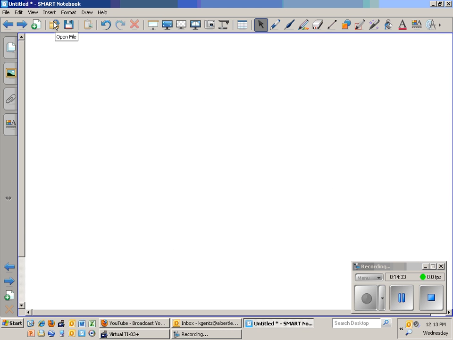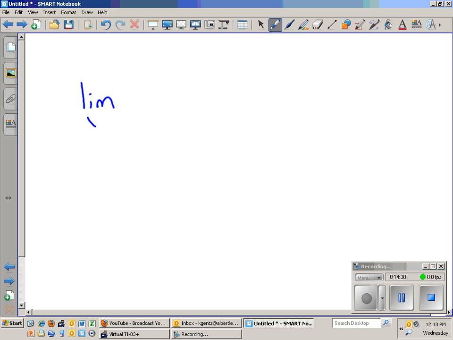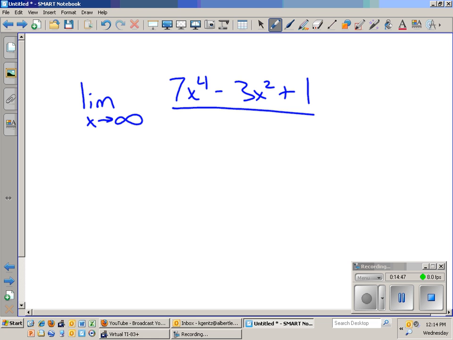If I have something that looks like this, the limit as x approaches positive infinity of 7x to the fourth minus 3x squared plus 1 divided by 9x minus 2x to the third plus 3x to the fourth. Now, Taylor Blake raises a really good question, okay? And I could tell you guys right now by looking at this, I know the answer. Does anybody know the answer to this problem just by looking at it right now?